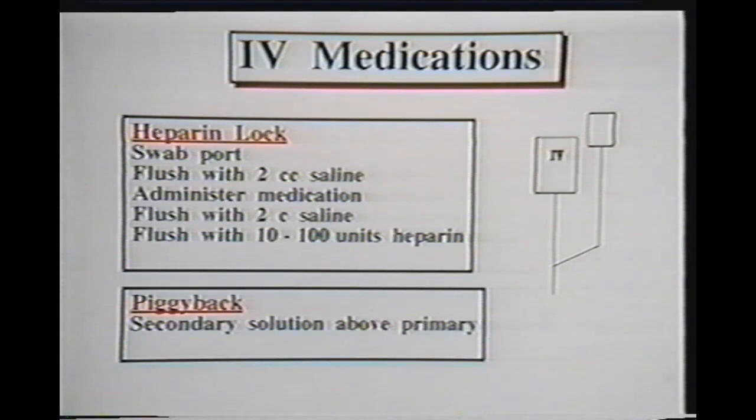A piggyback solution is when we're giving a secondary solution to an already existing IV line. Now remember that the piggyback, the secondary solution, must be above the primary solution in order for it to drain in. If it's below that, gravity being what it is, the primary solution would take precedence. The one that's highest is going to run in first.